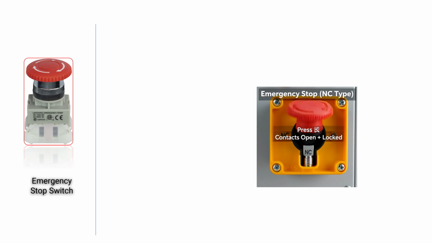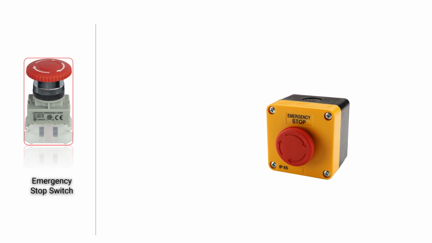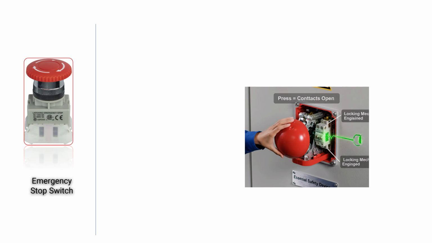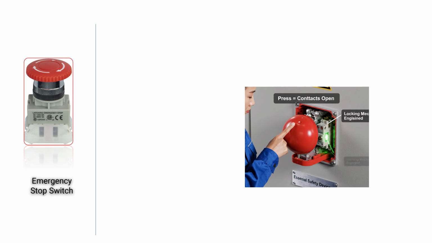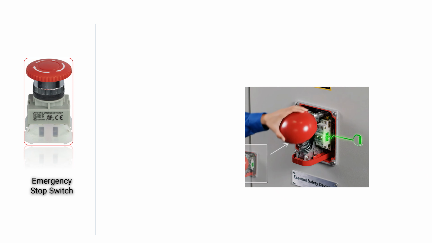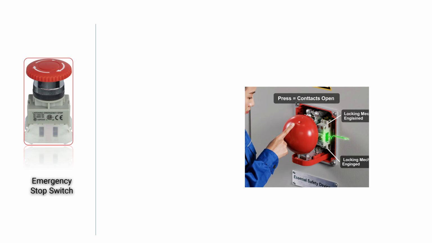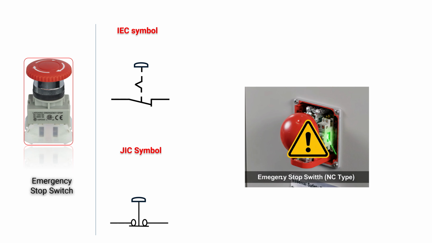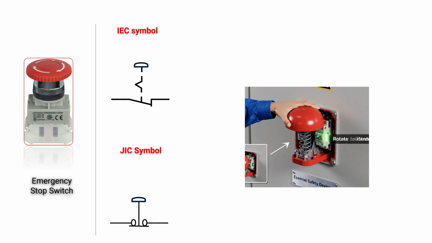Emergency stop switch, NC with locking mechanism. The emergency stop switch is a special NC switch. It is used during dangerous or unexpected conditions when a machine or process must be stopped immediately. When you press the emergency switch, the contact opens and stays locked in the open position. Even if you remove your hand, it will not return automatically. To reset it, you need to rotate the switch to release the lock. Only then does it return to its normally closed state. This switch is found in every industrial panel because it is essential for safety.